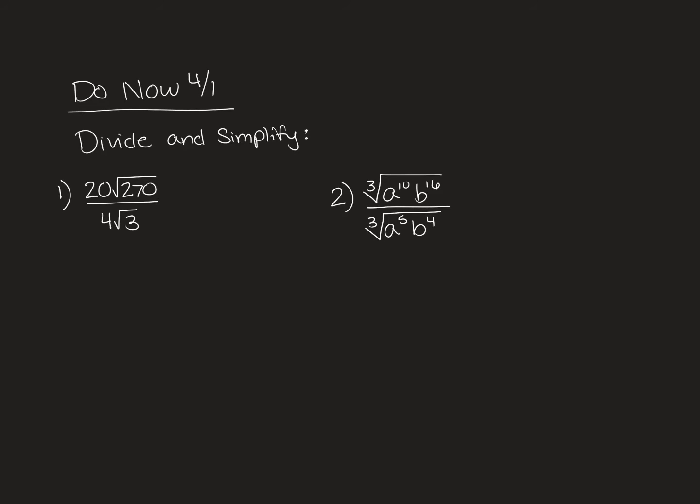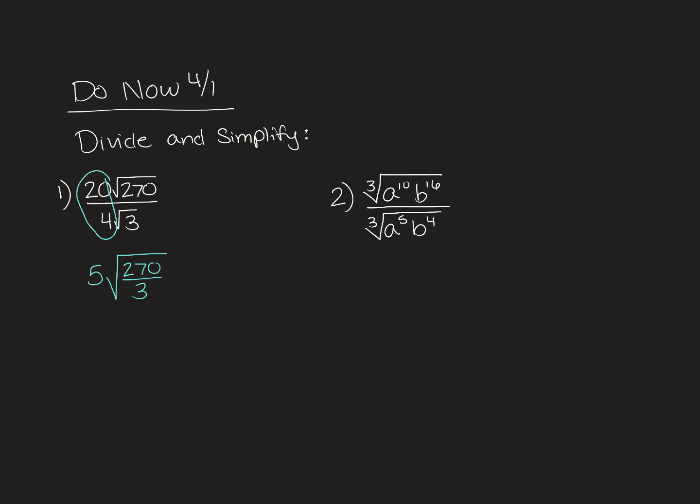Today we are asked to divide and simplify. To divide radicals, you divide your coefficients on the outside, and if it's the same index radical, you can divide what's on the inside. So for number 1, we can actually divide 20 divided by 4. Well, that's going to give us 5, and then I can make this one giant radical with the division inside.